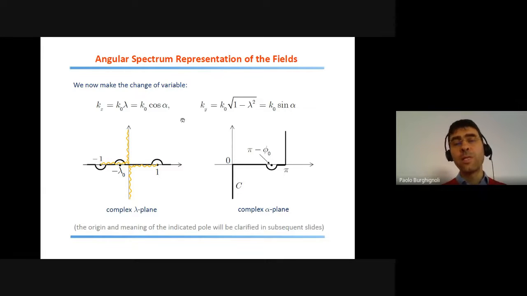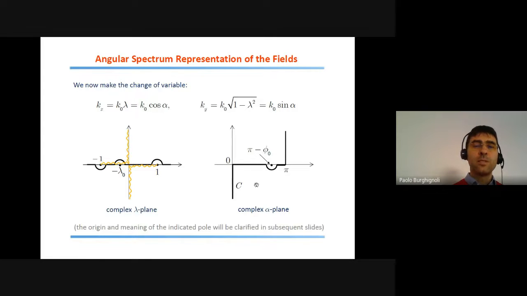Alternatively, if you employ the angular variable alpha, you should integrate not on the real axis, which is the integration domain of the inverse Fourier transform, but rather on a path that partially runs along the imaginary axis, in particular the entire negative imaginary axis. Then it goes from the origin to pi by avoiding the pole, which is now located at pi minus phi 0. And finally, it goes up to infinity parallel to the imaginary axis with abscissa equal to pi.